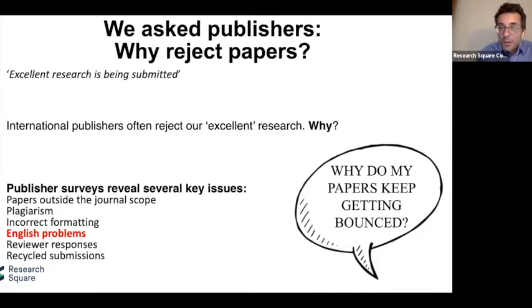Papers submitted outside of the journal's scope. It's very important to check your journal's aims and scope before making a submission, before writing your study. That's one of the reasons why it's important to target your work to a journal before you begin the writing process. Other reasons include plagiarism, incorrect formatting, managing your responses to peer review reviewers, and the potential for recycling your submissions. But the number one reason for international article rejection at leading journals is issues with the English.